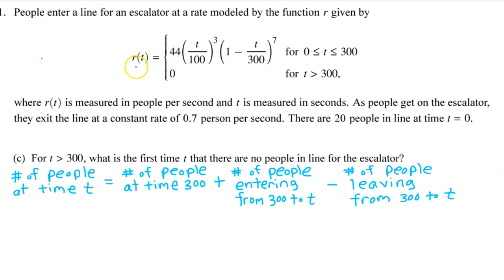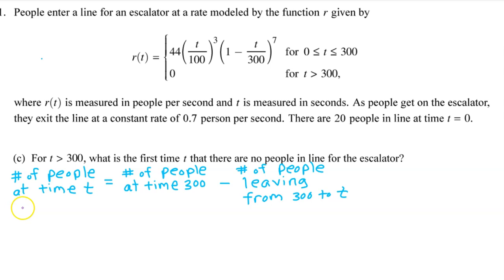But wait a minute, let's look back at our piecewise function for the rate at which people enter the line. For time t greater than 300, 0 people per second enter the line. So no one enters the line after 300 seconds. We can erase this part of the equation. So really we just have this. The number of people at time t will equal the number of people at time 300 minus the number of people leaving from 300 to time t.